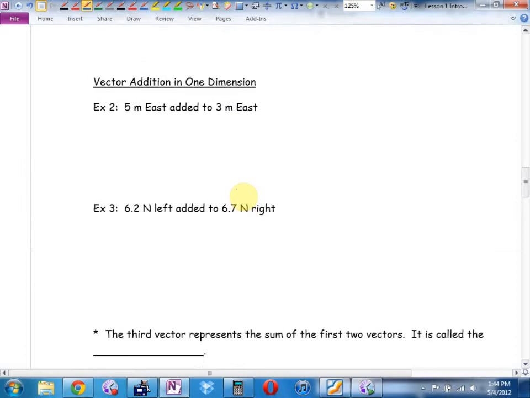How would I add 5 meters east to 3 meters east? Since there's a compass on this page and I've turned the page, I'm going to do that too. It's going to be 5 plus 3. If you go 5 meters east plus 3 meters east, what is your final displacement? Magnitude. 8 meters. Direction. East. I think that one you already knew.